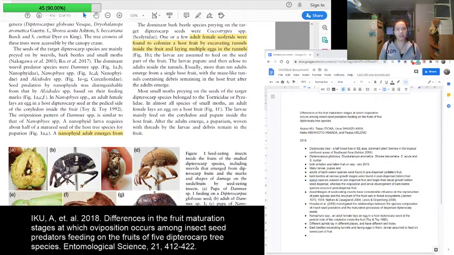Moths prey on the seeds belonging to these trees. All species of moths lay an egg in a host fruit. Larvae mainly feed on the cotyledon and then pupate inside the host fruit.